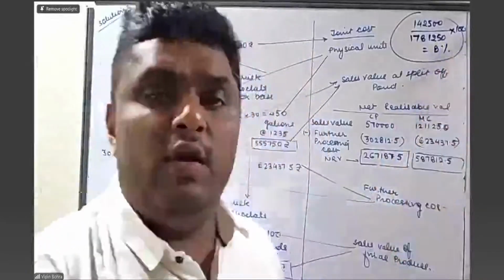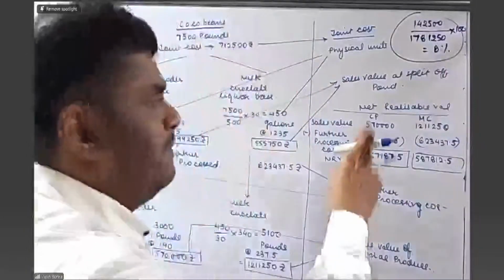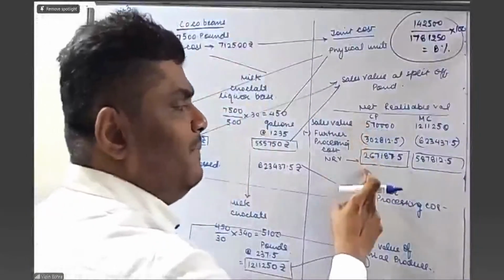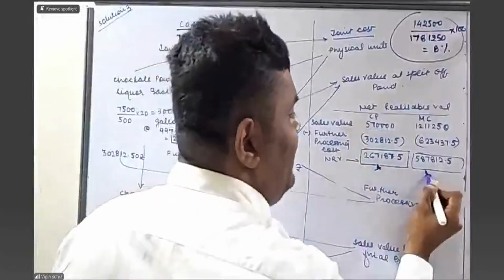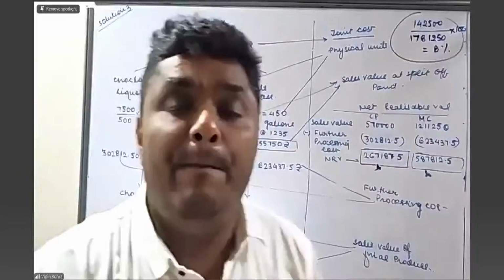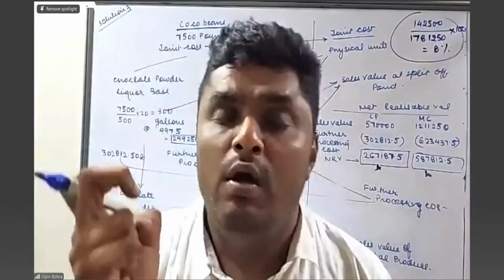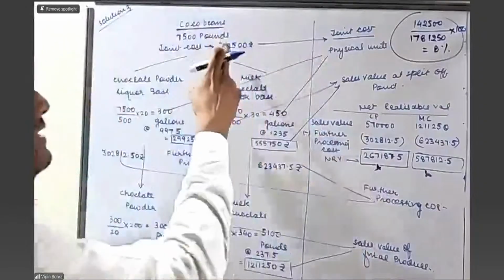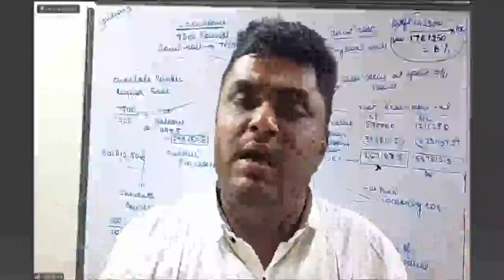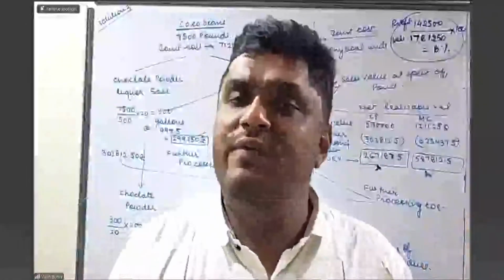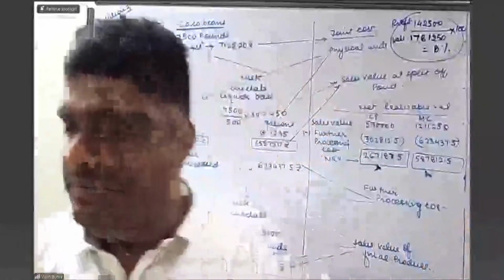So this is my gross profit margin. How did I get this? Sales value minus further processing cost, we get the NRV. These two are added to give the profit before joint cost. If we deduct the joint cost, we get the final profit. That final profit divided by total sales into 100 gives the gross profit margin. So sales minus gross profit margin minus further processing cost, we get the joint cost as allocated.